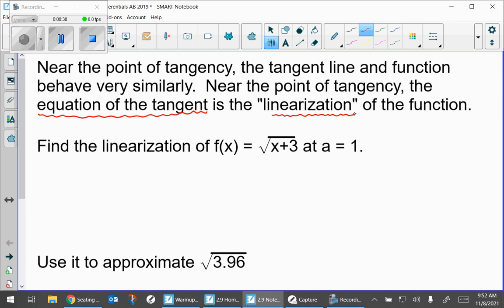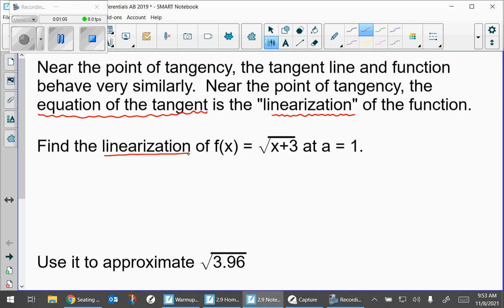Are you good at finding equations of tangent lines? Should be. Have we done it pretty much every day? Pretty much. So we should be good at that. So although this is the last section of 2.9, of chapter 2, it should not be the most difficult. Find the linearization. What am I asking you for? The equation of the tangent.